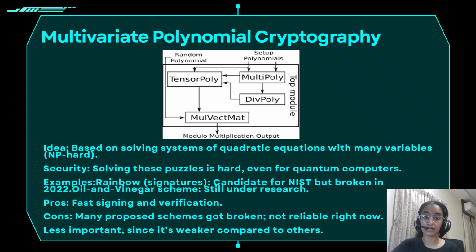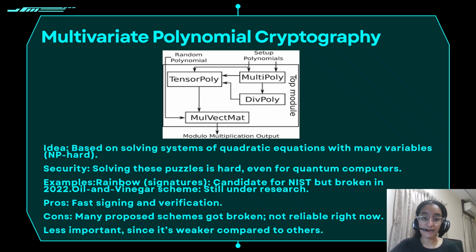But in multivariate cryptography, there are hundreds of variables and the equations are quadratic, meaning they have terms like x times y, x squared, power 2, and all like that. Solving such systems is hard, which means it is so difficult that even the best computers, classical or quantum, struggle to solve them. In terms of security, the strength comes from the fact that finding solutions to large quadratic systems is extremely hard. Even a quantum computer doesn't give much advantage here. That's why it was considered a good candidate for post quantum cryptography.